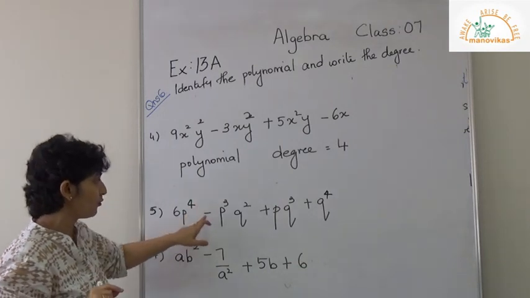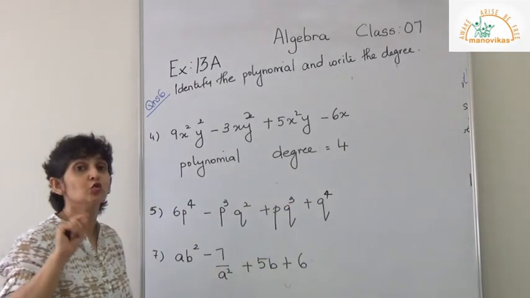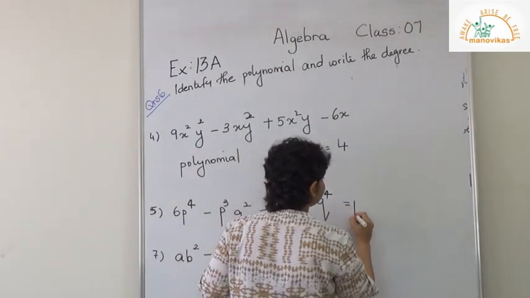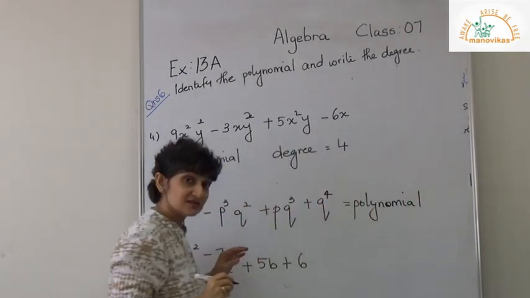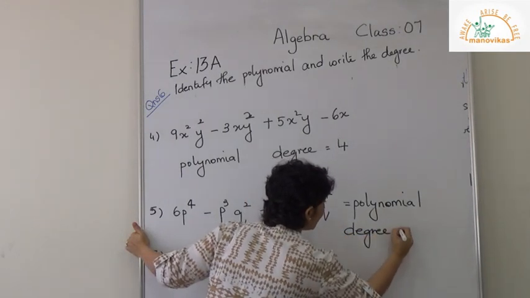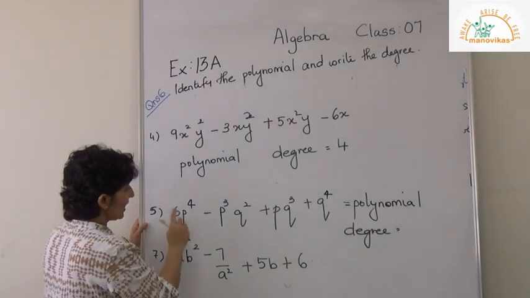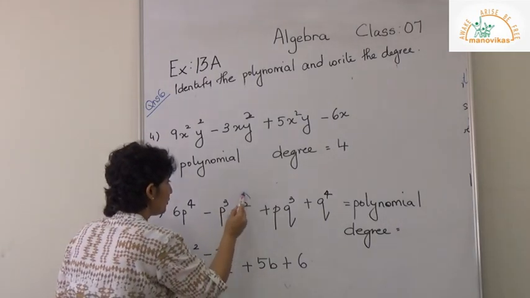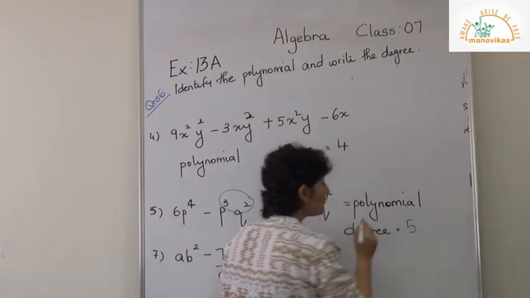Again 6p to the power 4 minus p cube q squared plus p cube plus q to the power 4. This again is a polynomial. Right? This is a polynomial. And the degree here, what did I say? The degree will be the highest exponent of your variable. So I have 4 here. 3 plus 2 gives me 5. So this is my degree. So my degree here is 5.